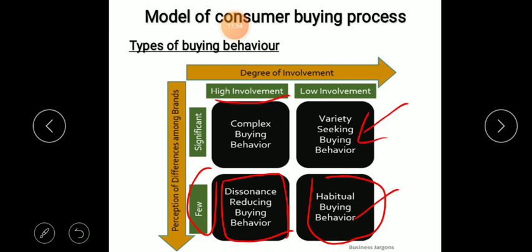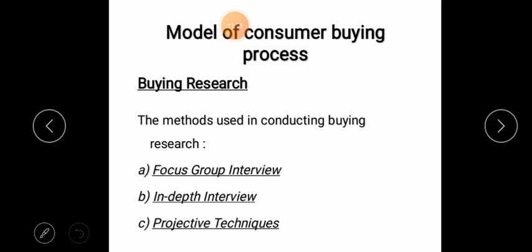Now, after this, the third thing which we are discussing is buying research. Buying research is research to find out what consumers are purchasing, when they are buying, how much they are buying, who is buying. So certain research work has to be conducted. Generally, three methods are used in buying research: focus group interviews, in-depth interviews, and projective techniques. So, let us understand what these are.